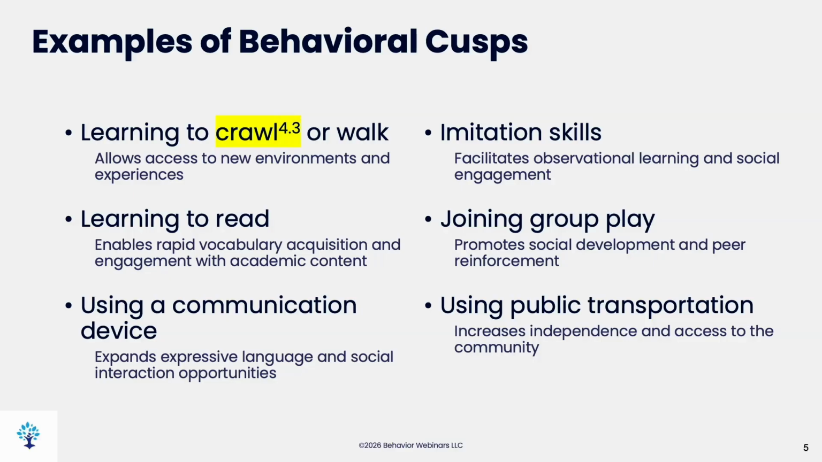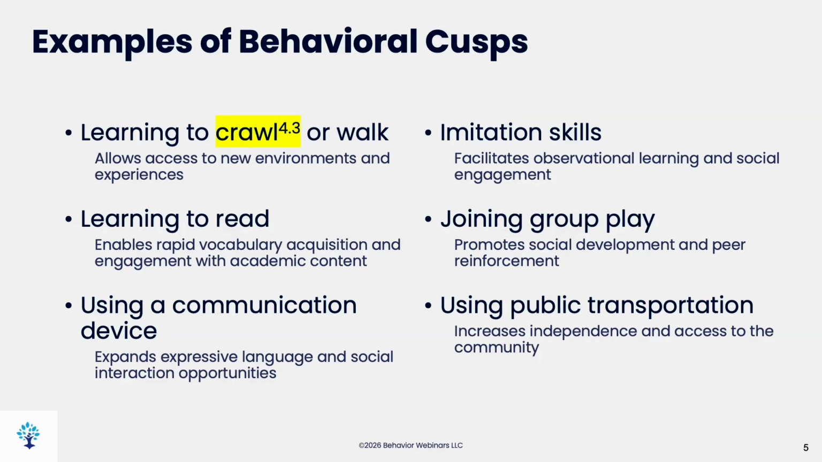We are not born able to imitate. It takes some learning. And a lot of times we might do very basic imitation, but we need training to do more complex imitation. Joining group play is another one. So once we're able to find a way to join group play, it promotes social development and peer reinforcement. Using public transportation is a huge one for our older learners or adult learners. It increases independence and access to the community.